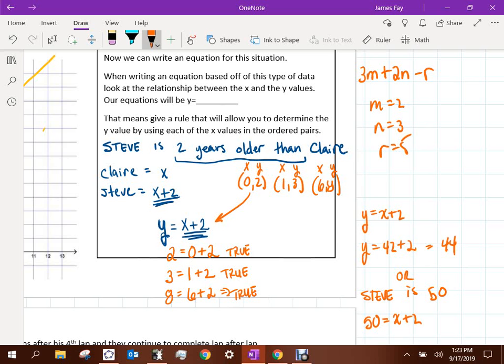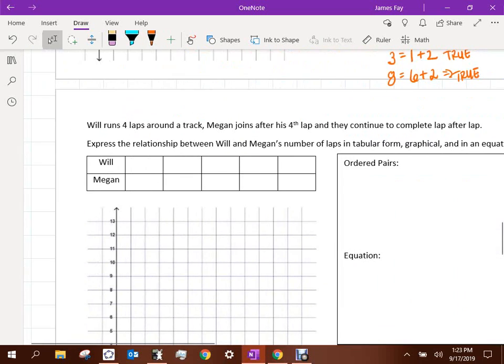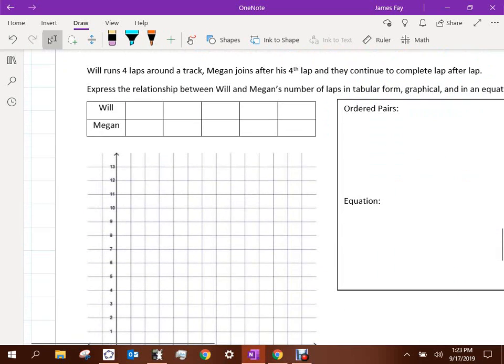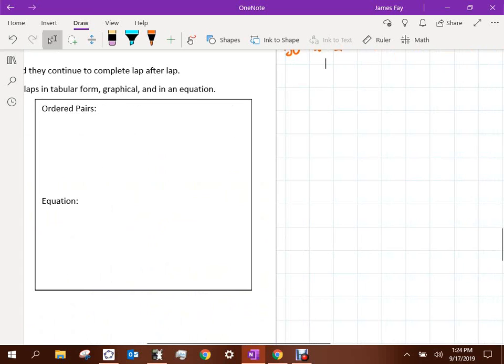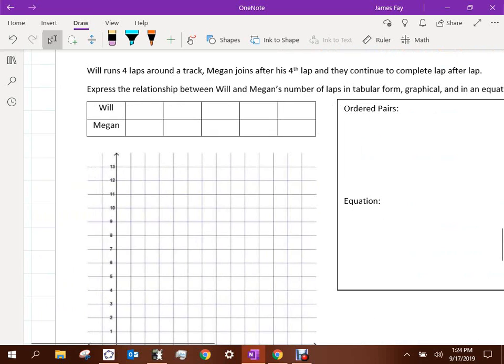I want you guys, so there's another one there talking about these 2 people running laps. So I want you guys to start this, okay? It says Will runs 4 laps around a track. Megan joins after his 4th lap. They continue to complete lap after lap. It says express the relationship between Will and Megan's number of laps in tabular form, graphical form, and an equation. So make your table. Okay, and here I'm only asking you to do 5 points. Then write your ordered pairs from that, graph them, and then write an equation.